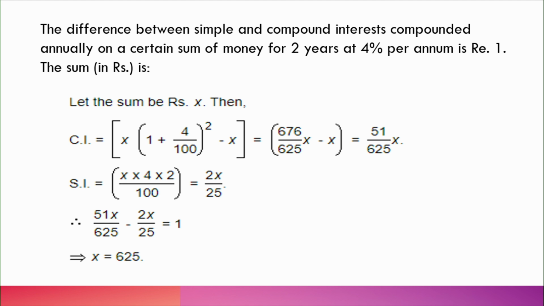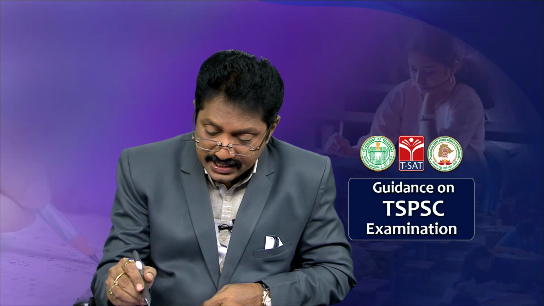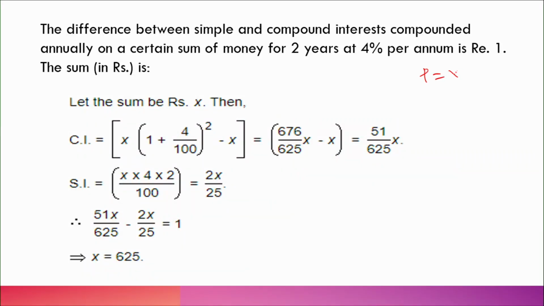When you calculate the interest in simple interest and in compound interest form, the difference of these two is given as 1 rupee. Then what is the principal amount? This is the question. So understanding the question is very important. We don't know the principal amount, say it is x. So we are saying P is equal to x, correct? Okay. Then what is compound interest?